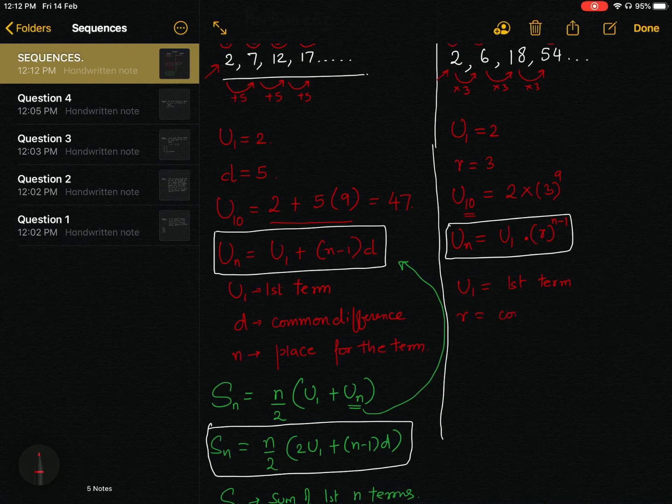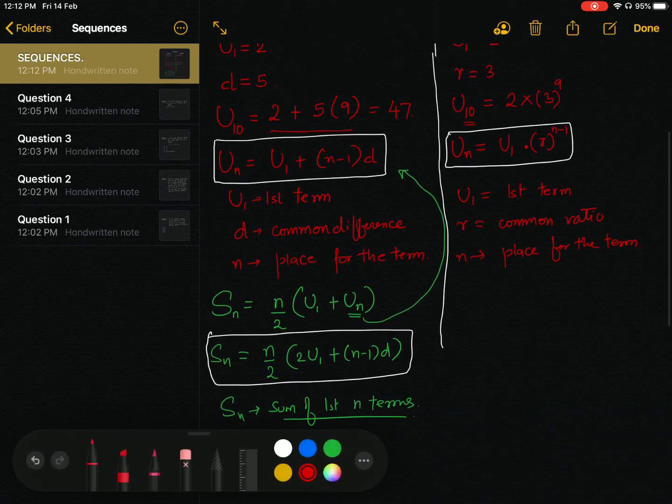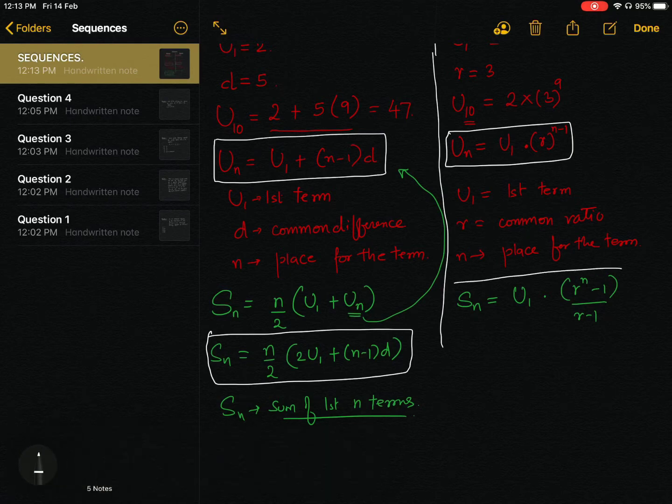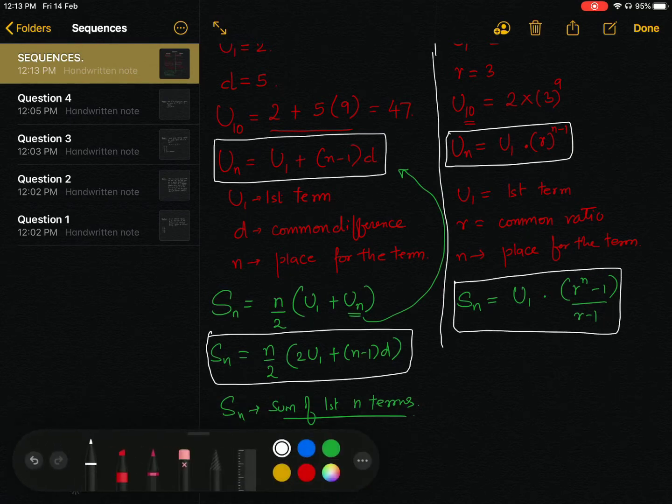R is the common ratio, and n again is the place for the term. As we had a sum formula in arithmetic sequence, we also have a sum formula here, which is first term times r raised to power n minus 1 divided by r minus 1. Now this is a fairly easy formula, there is nothing further to it, but then we have to understand one thing.